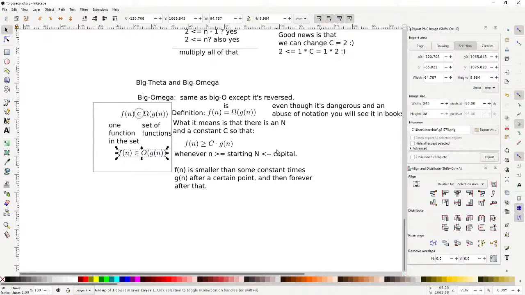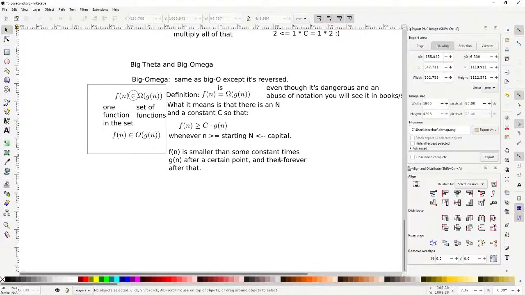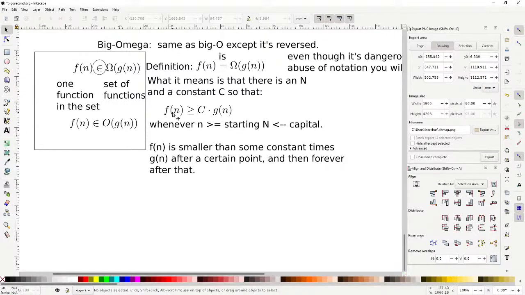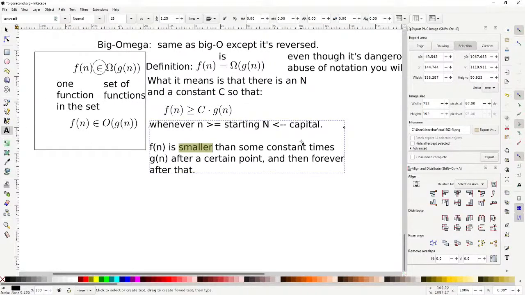Okay, so let's talk about big omega a little bit. So big omega just says that we can multiply by a constant c and get it to be a lower bound, right? So what this means is that f of n is greater than some constant times g of n at a certain point, and then forever after. So that's all we had to change here.